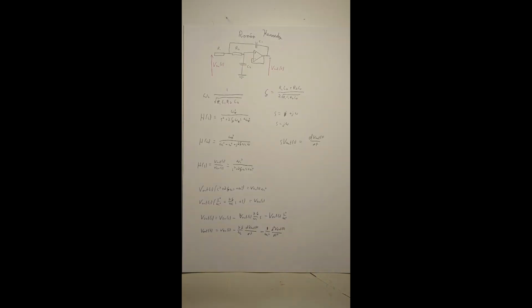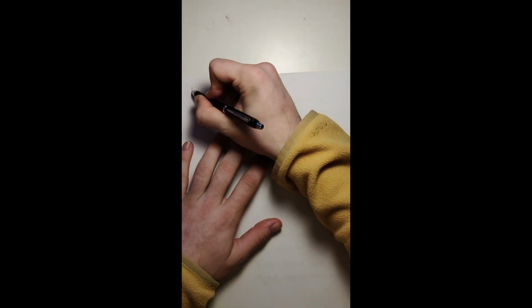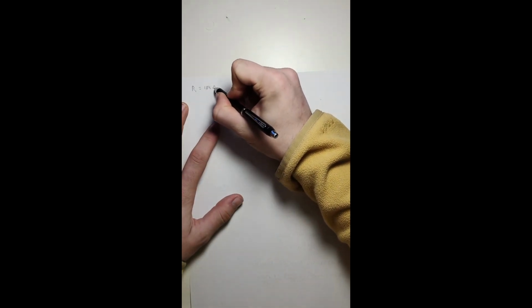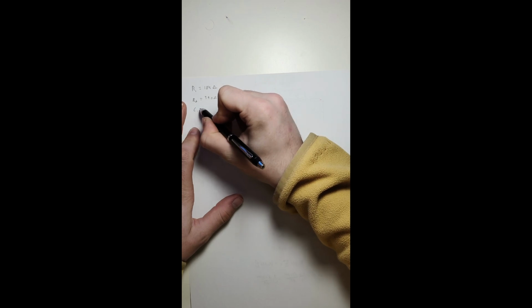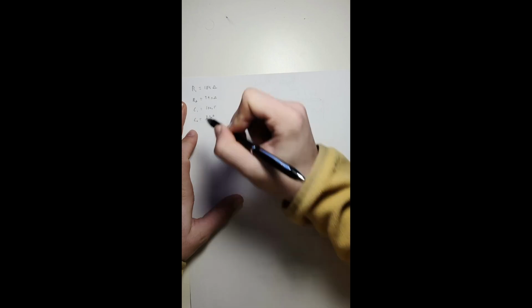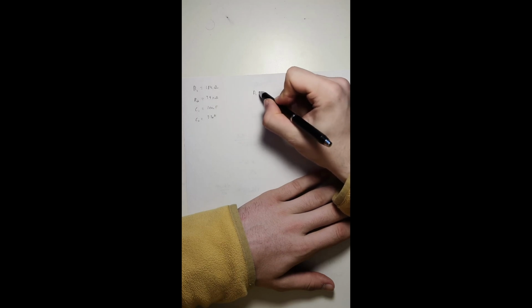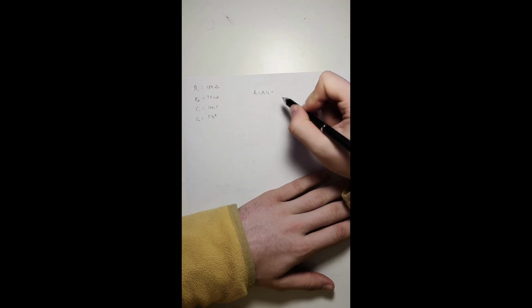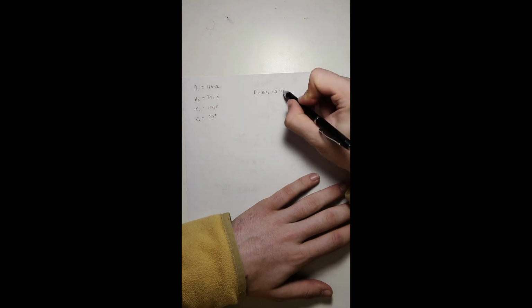Okay, so now what we want to do is work out the natural frequency and the damping ratio. So we have our values. R1 is equal to 18 kilo ohms. R2 is equal to 3.9 kilo ohms. C1 is equal to 100 nanofarads. And C2 is equal to 3.3 nanofarads. So we'll get R1 C1 R2 C2 is going to be equal to 2.32 by 10 to the minus 8.